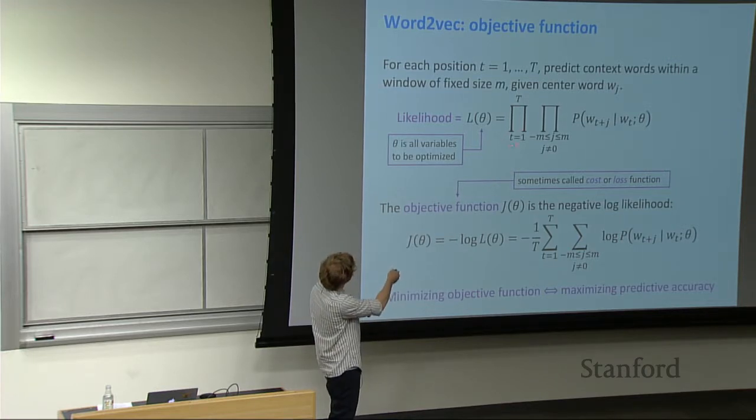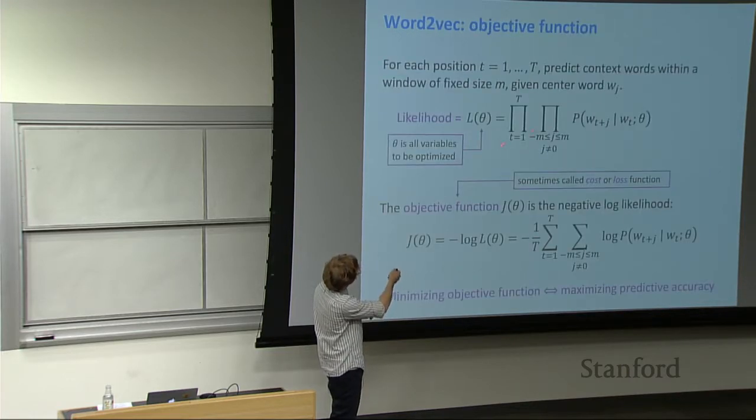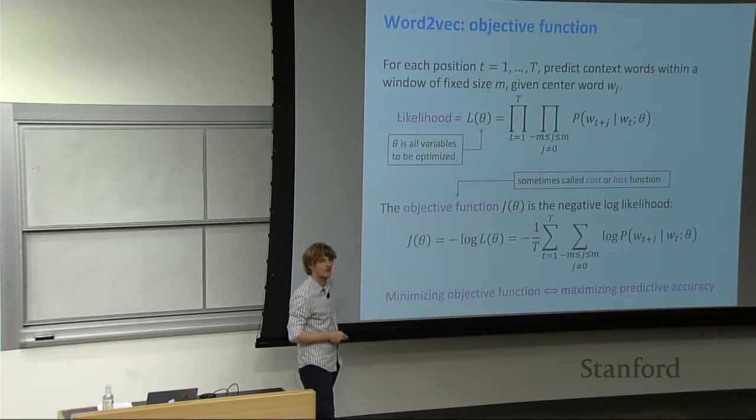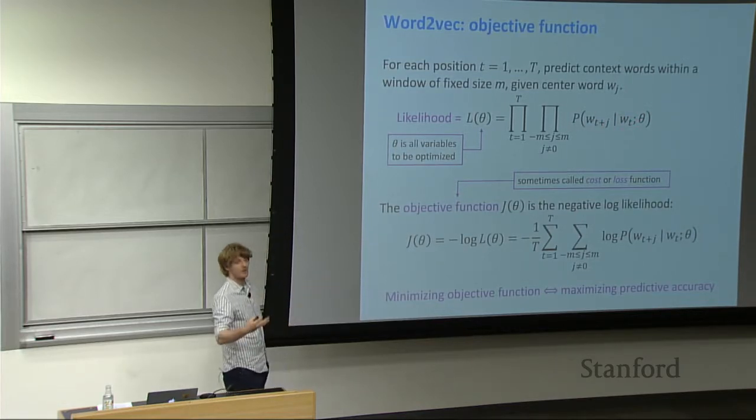And for every such position, we look at the words that are m far away. So m here, in this example, was 2. We go basically 2 to the front, and 2 to the left, and 2 to the right. And for each of those positions, we basically want to maximize this probability here. And if this number is very large, then given the center word, we're very, very good at predicting the surrounding words.